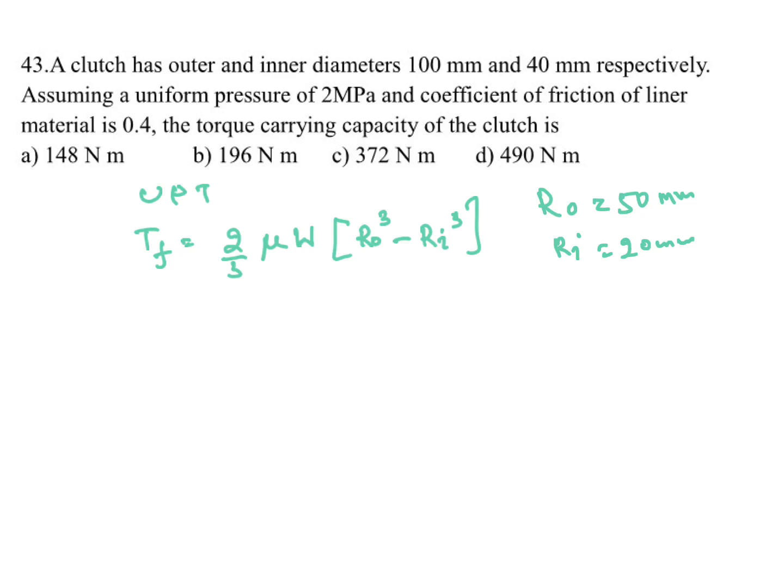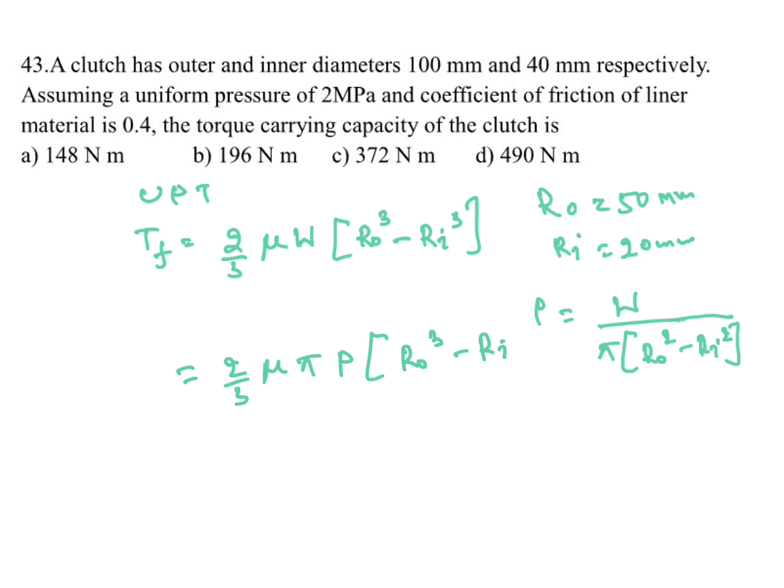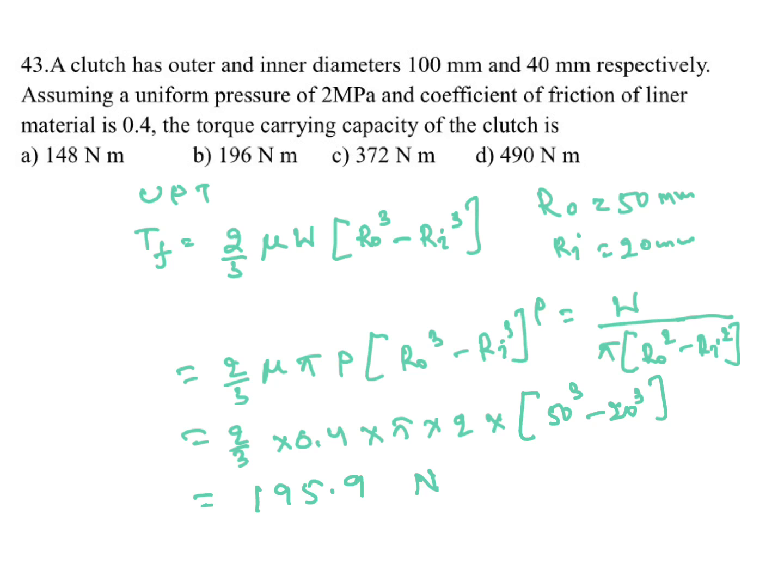Here Ri is 20 mm. Pressure given. Pressure P equals W by area, pi into (Ro squared minus Ri squared). So if you put 2/3 μ into pi into P (Ro squared minus Ri squared), it will cancel. P into (Ro cubed minus Ri cubed). 2/3 μ is 2.4 pi into P given 2 megapascal, Ro cubed 50 cubed minus 20 cubed. If you calculate, it will come 195.9 Newton meter. So answer is B.